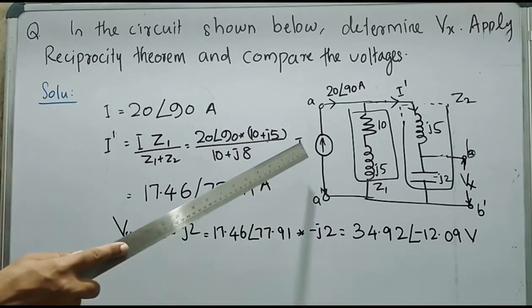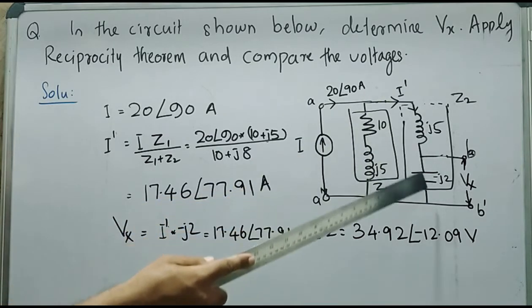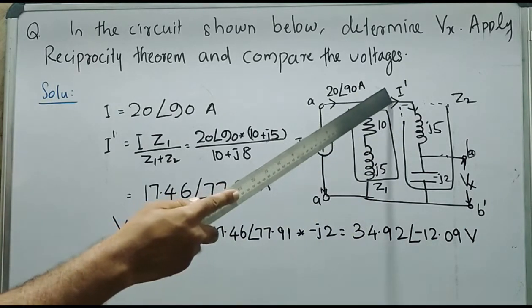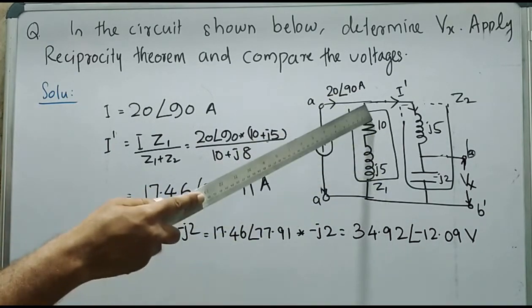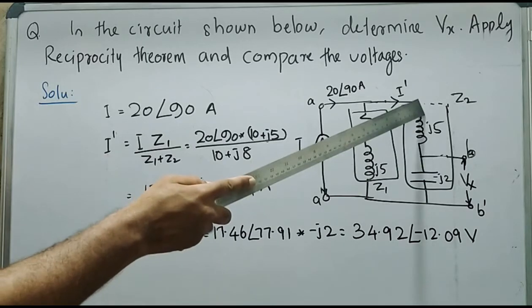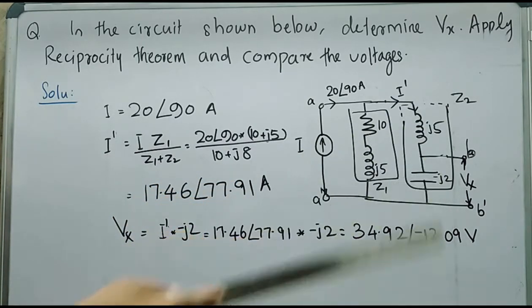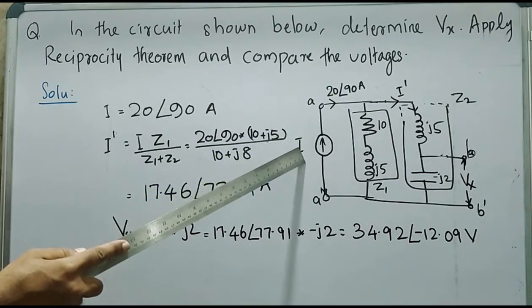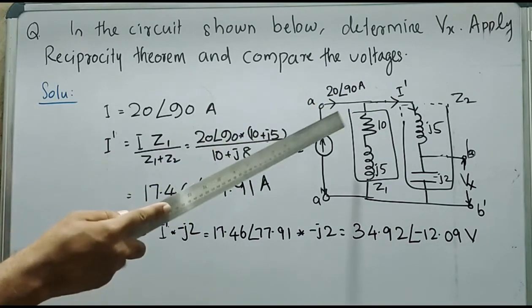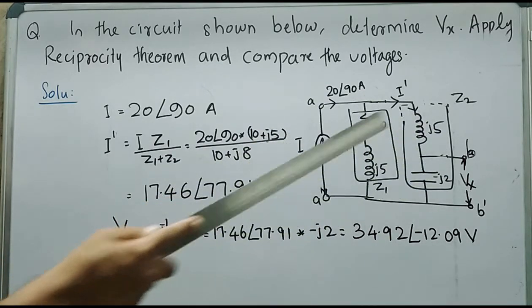In order to find out that one, first of all, we need to find the current flowing through this branch, that is the current flowing through Z2. Here Z1 is having a value 10 plus J5 and Z2 is having a value J5 minus J2, that is J3. So in order to find out I dash, we can apply the current division rule. So I dash is equal to main current into other branch impedance divided by net impedance.